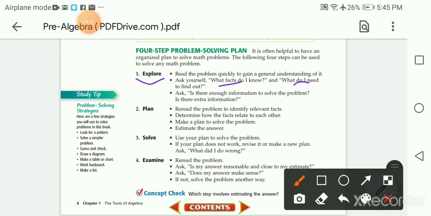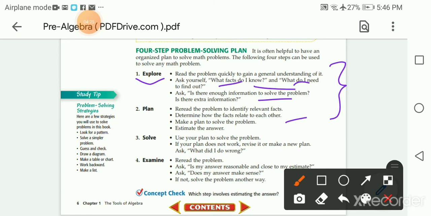So I have two questions. They are very important. What facts do I know? What data do I have actually? And what do I need to find out? And the relationship between the two questions here. Okay, ask, is there enough information to solve the problem? Is there extra information? Okay, plan. Reread the problem to identify relevant facts. Determine how the facts relate to each other. Okay, make a plan to solve the problem.